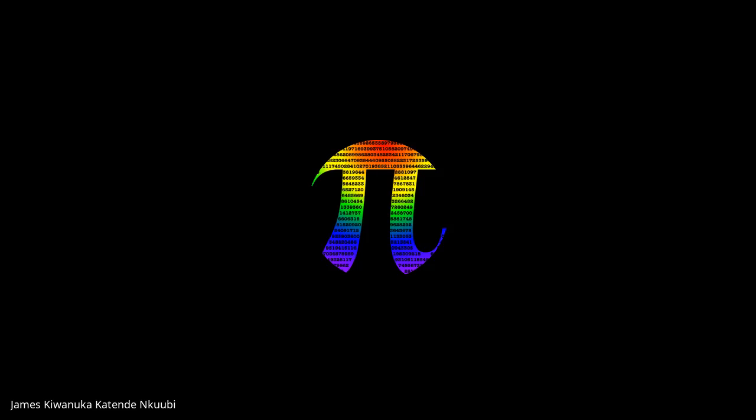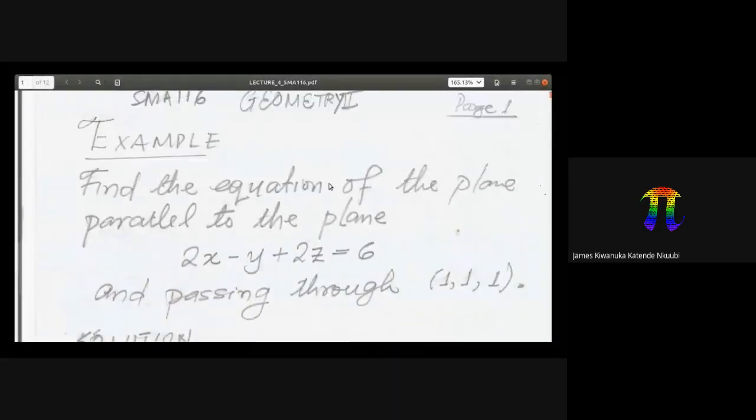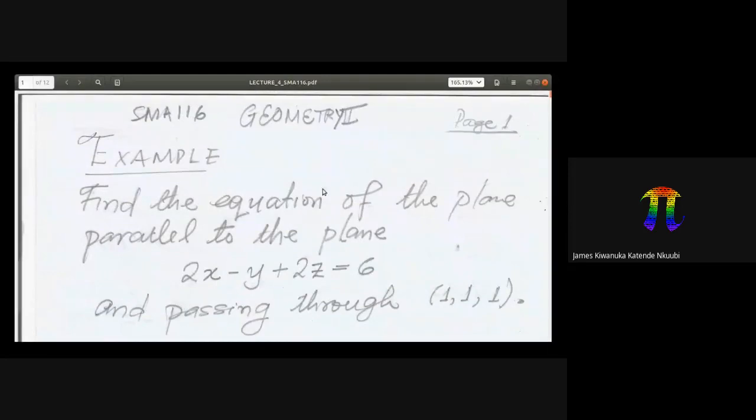So I need you to confirm that you can see the screen. Yes.